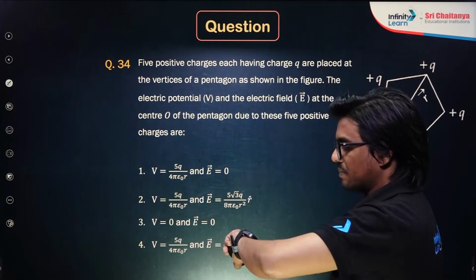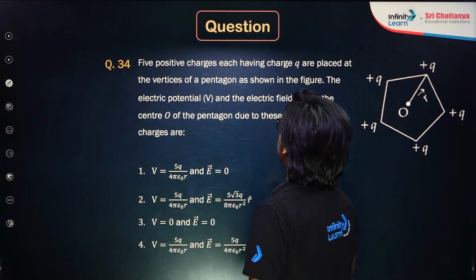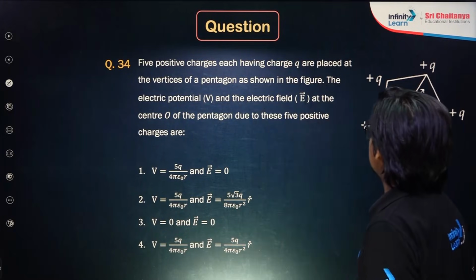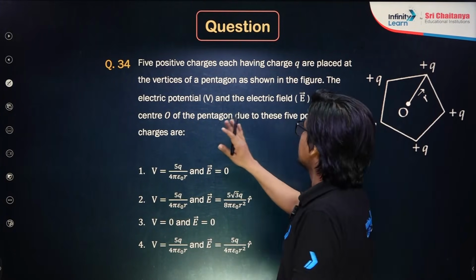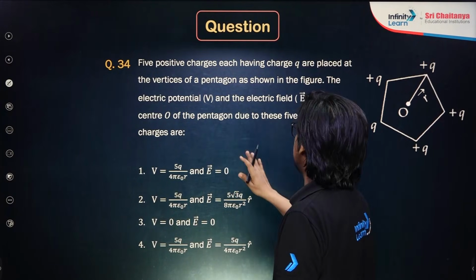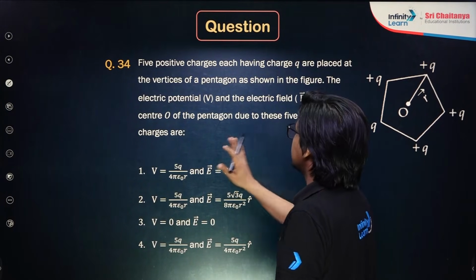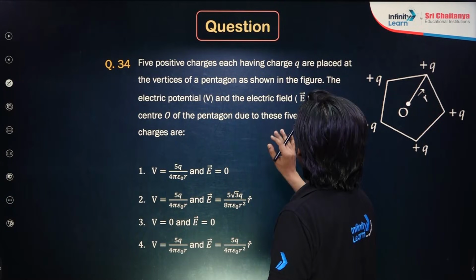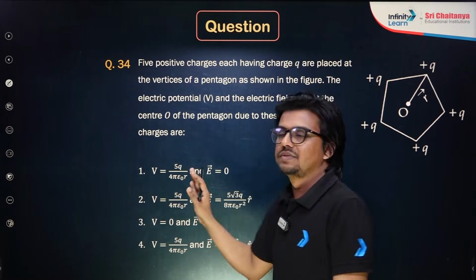Now this is question number 34. 5 positive charges, each having charge Q, are placed at the vertices of a pentagon as shown in the figure. The electric potential V and the electric field E at the center O of the pentagon due to these 5 positive charges are?